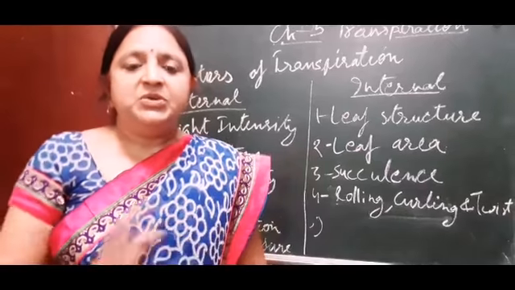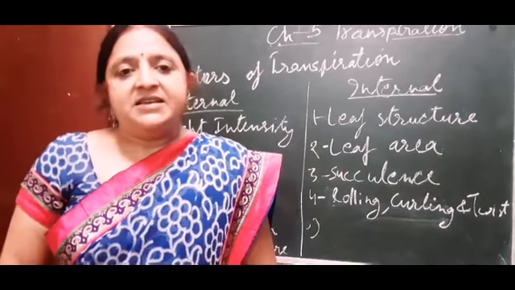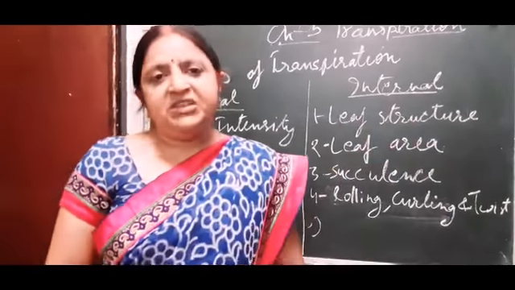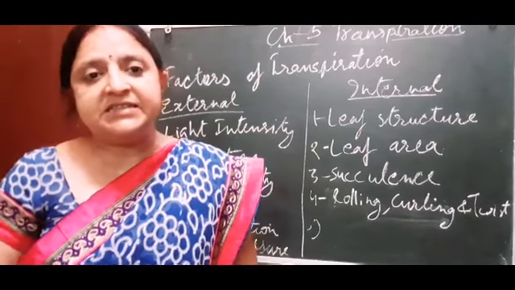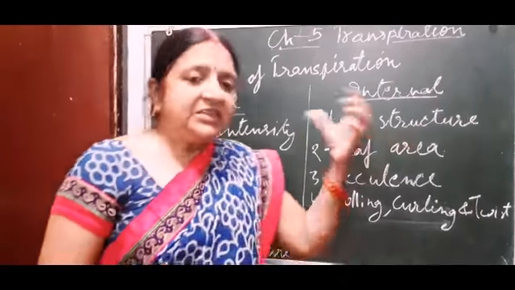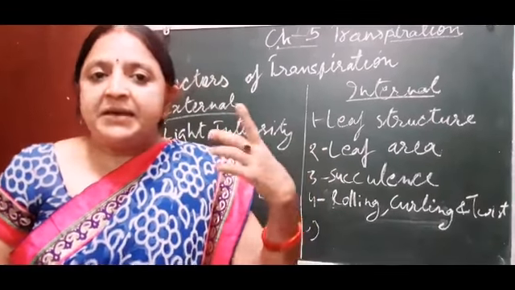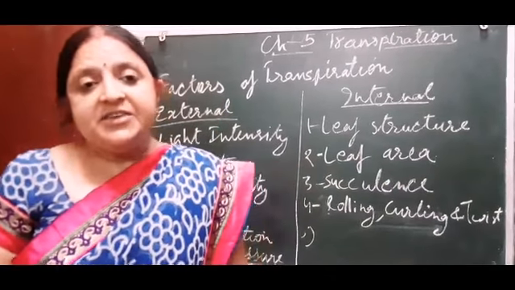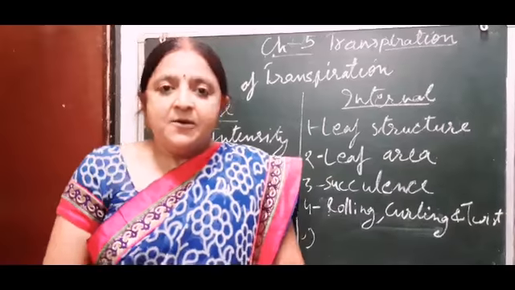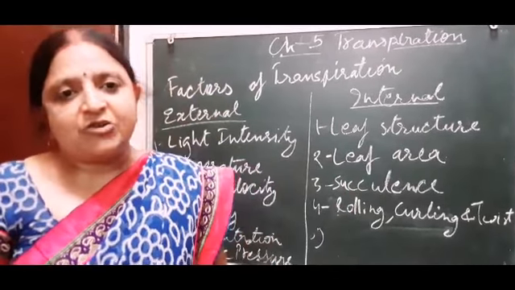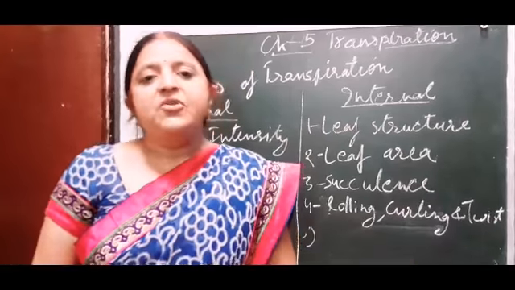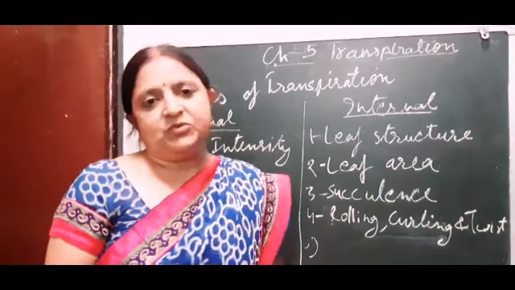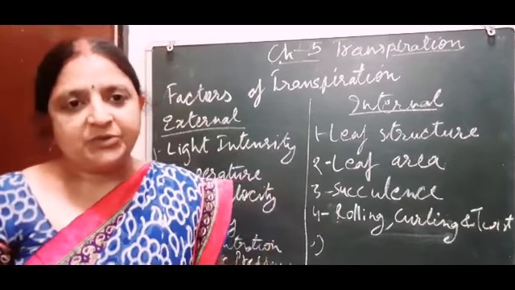Sometimes in the leaf, a waxy layer or cuticle layer is formed, and this type of leaf structure decreases the rate of transpiration. So the thinner the structure of the leaf, the more the rate of transpiration. Now the next is the leaf area. Leaf area will also affect the rate of transpiration. Broader leaves increase the rate of transpiration because more stomata are present on broad leaves. The more the area, the more the rate of transpiration.